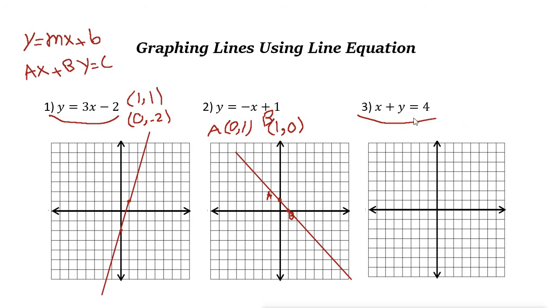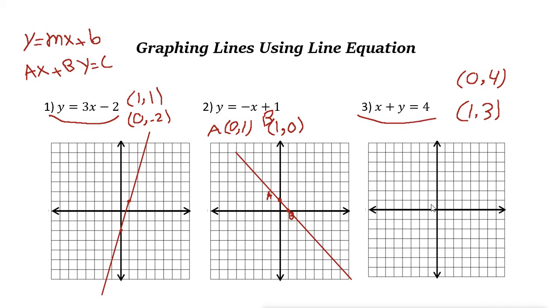Let's take a look at this one. For this one, you can just plug in values for x. Let's say x is 1. So 1 plus what number gives you 4? Y is 3. Let's say x is 0 this time. If x is 0, then y is 4, because 0 plus 4 is 4. You can plug in any value that you want for x. So we have 2 points, so let's graph them.